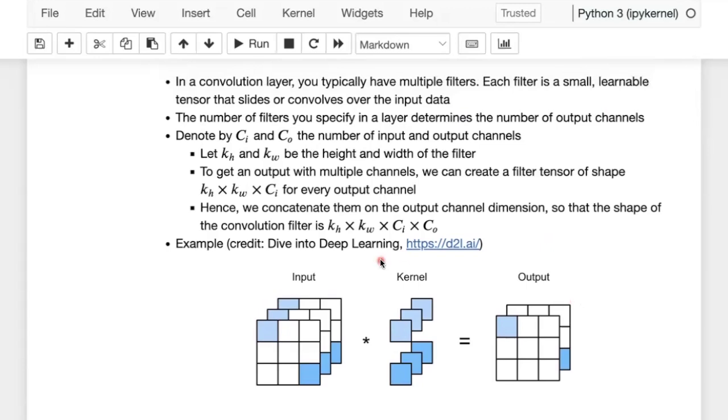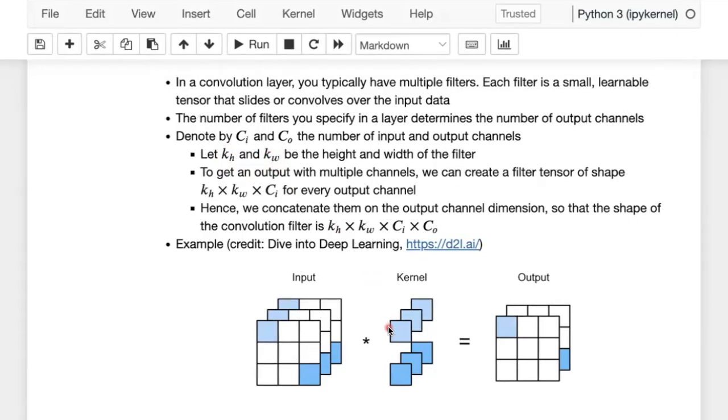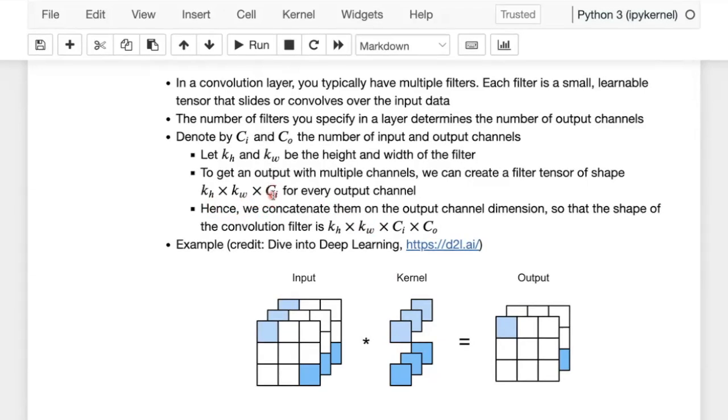So here is the general formula that you can keep in mind. Let's say you have a kernel with height kh and width kw. So that's the front face that we have, height and width. Each kernel, in fact, should be kh by kw by ci, where ci stands for the number of channels for the input. So here, for example, the number of channels for the input is 3. So that's how each kernel is.